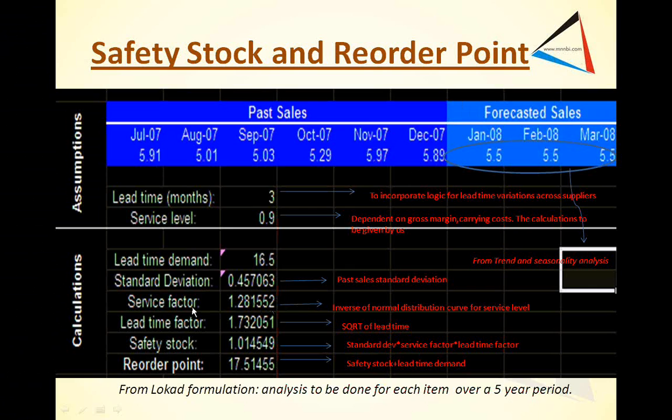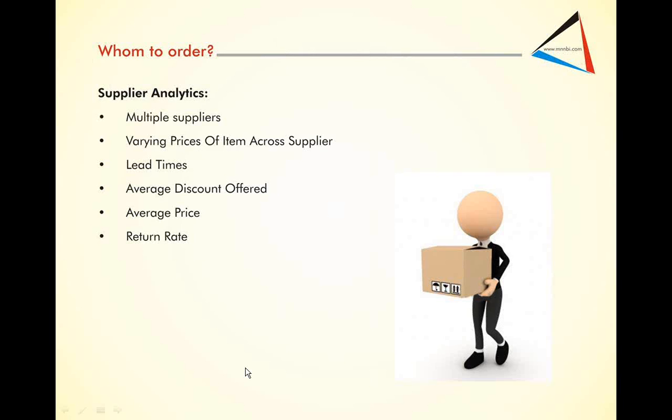And the service factor is actually an inverse. So I basically plot the service level on a normal distribution curve, and I do an inverse of that. It's called NORM.S.INV. So I get the service factor based on this. And the lead time factor is the square root of this lead time. So if I multiply 1, 2, 3, then I get my safety stock. And then if I add the safety stock to my lead time demand, then I get my reorder point.